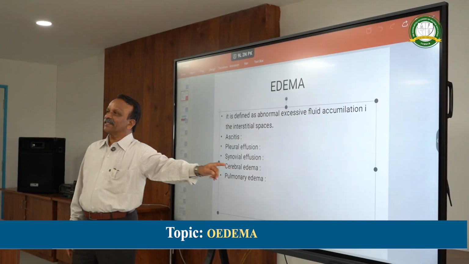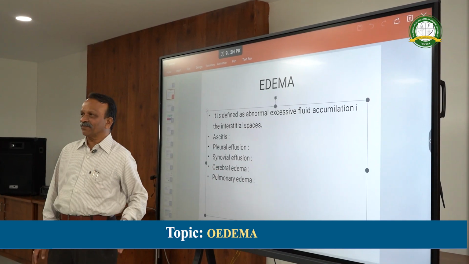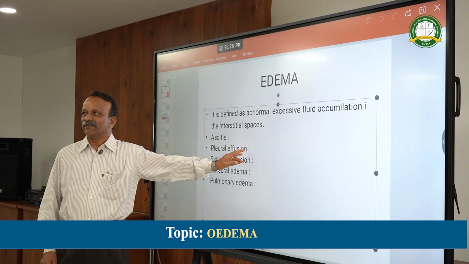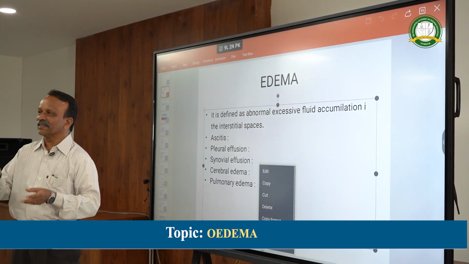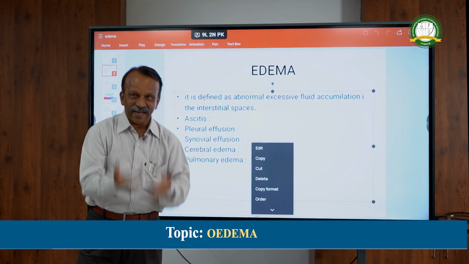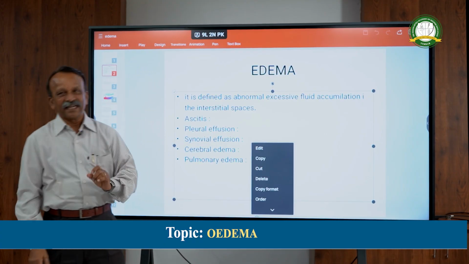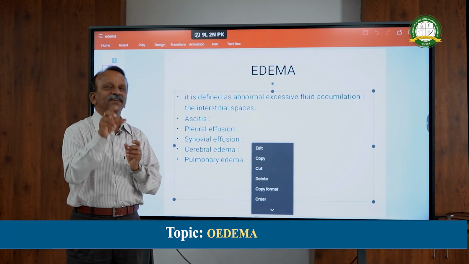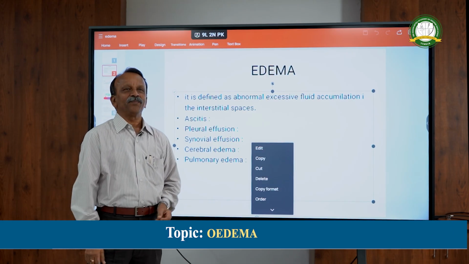Edema is defined as an abnormal excessive accumulation of the fluid in the interstitial tissue spaces. We call it edema. That is, between one cell and another cell, there is accumulation of excessive fluid; that is called edema. If the fluid accumulates within the cell sap of a single cell, that is called hydropic swelling.